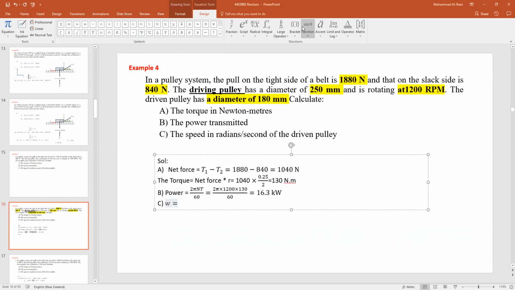It should be a ratio or not. That's what I want you to do. I will give you time to think about what the equation is, and then you can reply by chat with what the equation should be to calculate the speed in radians per second of the driven pulley. I'll give you time at least to think about it, and then I'll share the solutions with you together.